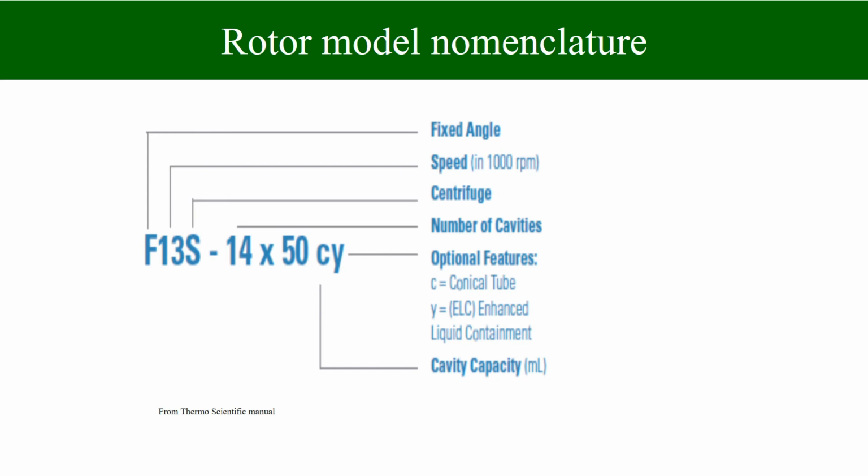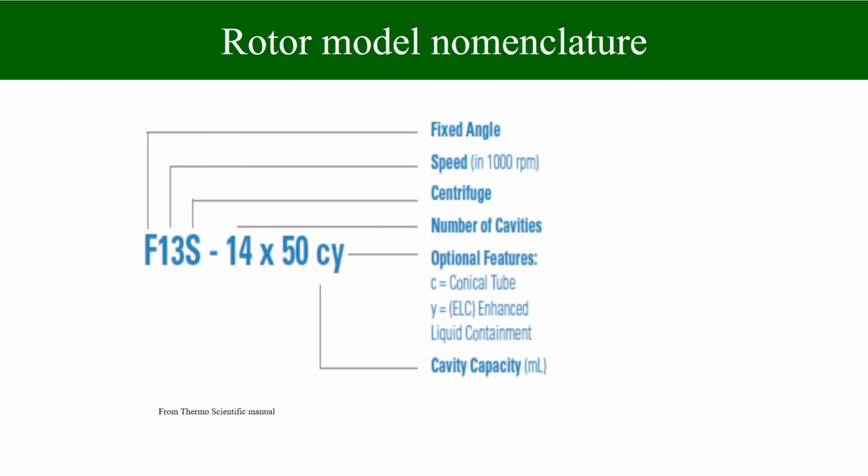So every centrifuge rotor will have a kind of a labeling or a kind of a barcode. F stands for it is a fixed angle rotor. 13 stands for the maximum speed this rotor can attain, which is only 13,000 RPM. Beyond that, there is a possibility that the rotor can get damaged. S stands for this is a rotor meant for a centrifuge, not for any other instrument. 14 stands for about 14 centrifuge tubes can be kept in this rotor. And 50 stands for each of these tubes can hold up to about 50 ml of sample.